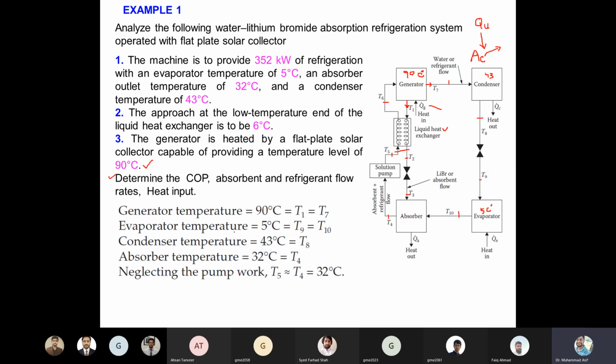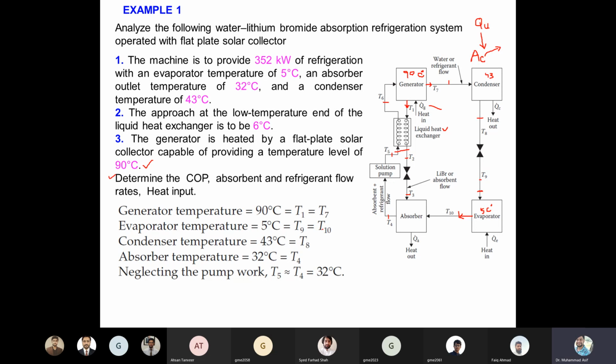Similarly, the evaporator temperature is mentioned. So the evaporator temperature means this temperature, right? In the evaporator, temperature remains constant. The liquid refrigerant comes in and it vaporizes; only the phase changes. Pressure and temperature inside the evaporator remain constant. So whatever is T9 is equal to T10. Only the phase changes. So that means T9 is equal to T10, right?